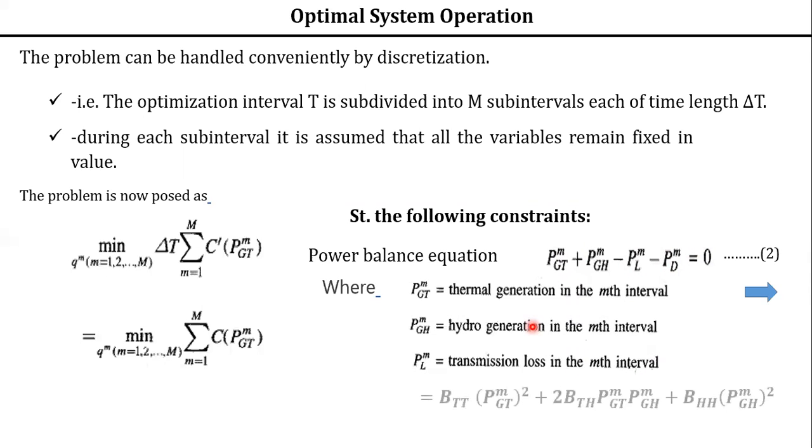Okay, so all those things I told. Now what is the transmission loss formula? We have assumed two plants, no? One is thermal, one is hydro in the example. So therefore you will be getting a quadratic equation. This I have explained for two plants, how you are going to get a loss formula, isn't it? Last class I told one term was missing. Now I have added it here. PGT was missing, so now I have added it here.